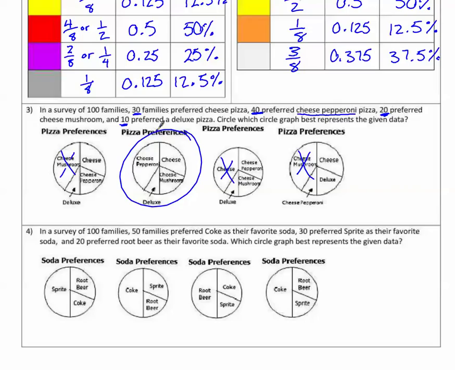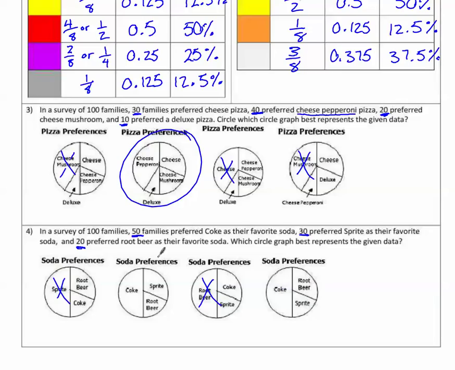All right, so 100 families again. 50 prefer Coke, 30 prefer Sprite, 20 prefer root beer as their favorite. Biggest one is Coke. This one can't be the answer. Could be that one. Can't be root beer. And it could be that one.